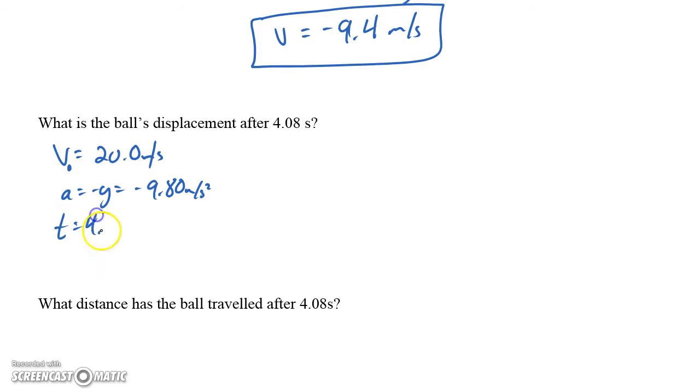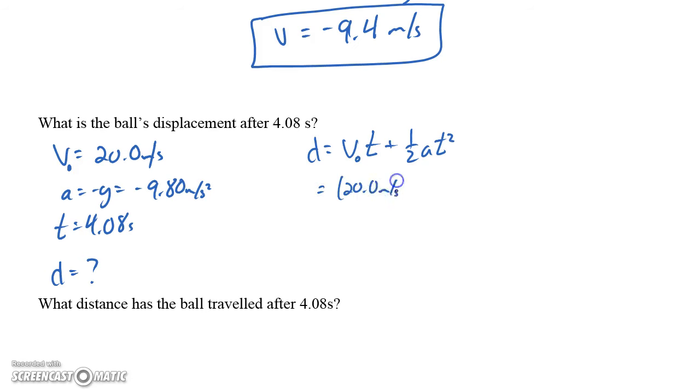and our time is 4.08 seconds, and now we're looking for our displacement. Well, let's just go to our displacement equation that has V naught, A, and T, which is V naught T plus 1/2 AT squared. Now we're going to plug everything in here: 20.0 meters per second times 4.08 seconds plus 1/2 times negative 9.80 meters per second squared times 4.08 seconds squared. Don't forget to square that time at the very end.